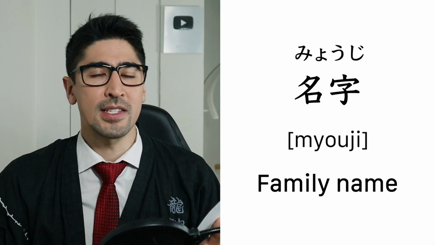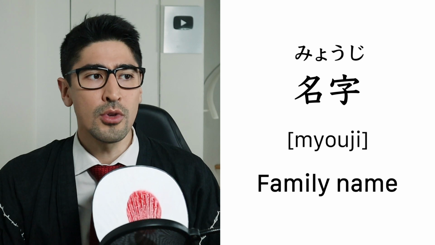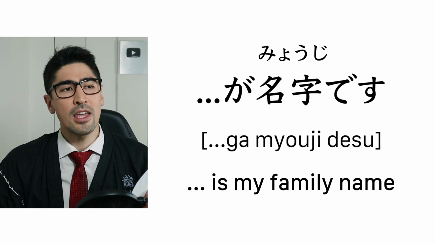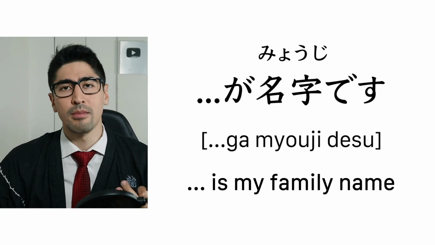Now, in case they're confused, I'll also teach you how to say first name and last name. So family name in Japanese is 名字. So say your last name followed by が名字です.